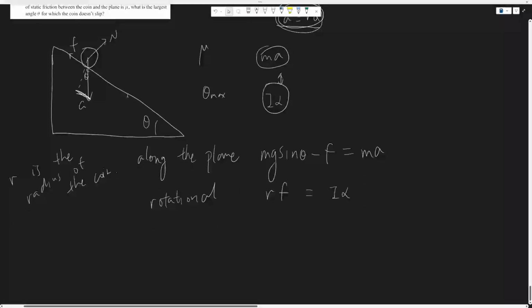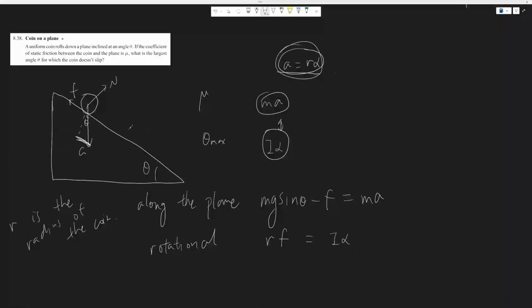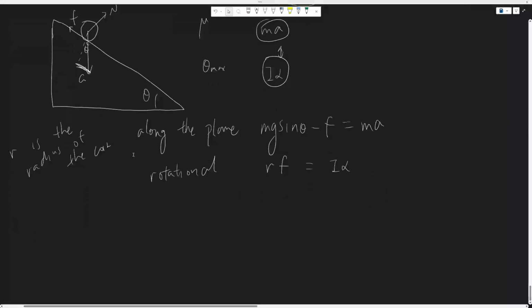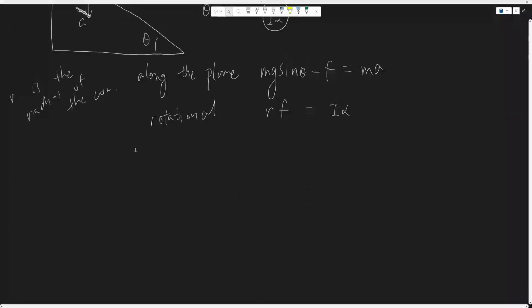Why do we not consider the acceleration perpendicular to the plane? Because we are just considering the motion down the slope and how it doesn't slip. It wouldn't help us, and also there's no acceleration perpendicular, so we don't need to consider it. Next, let's try to connect these two.